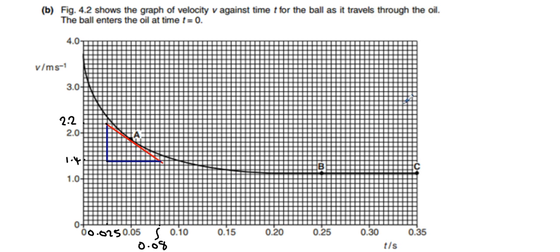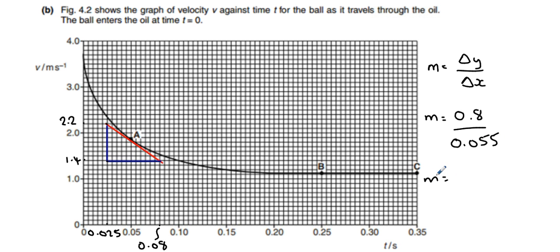Okay, so now all I've got to do is write what the gradient is. So m equals the change in y, because m is the gradient of this tangent, over change in x. Then I'll write my change in y. So I've got 2.2, take away 1.4, so I've got 0.8, over 0.08 minus 0.025. Okay, so that's going to be 0.055.